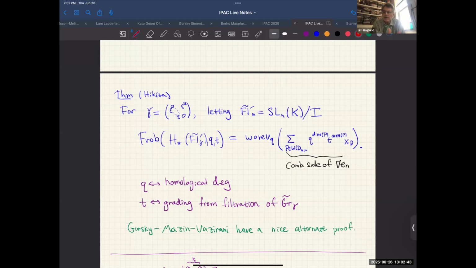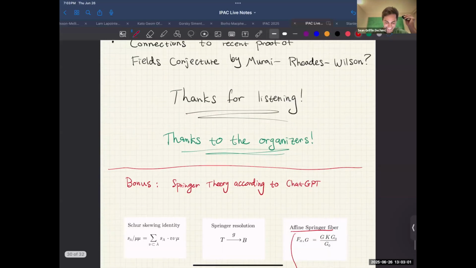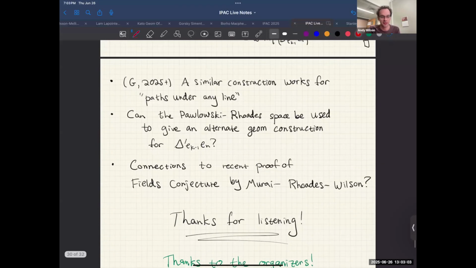Okay, so any other questions? Comments? Sure. Maybe I'll ask about the very last bullet, where you mentioned the work I was doing with Satoshi and Brendan. Do you have any initial thoughts as to what the connection could be?